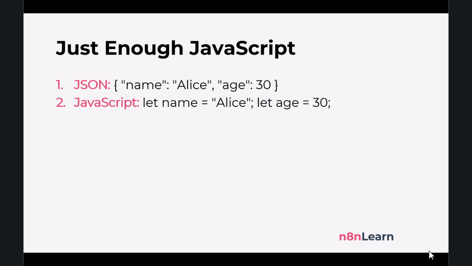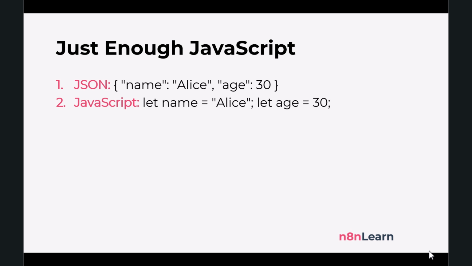So if we take a look at the example on the screen in front of you, you can see that on the first line, we have JSON. It starts off in curly braces, ends in a curly brace, and then you have the key value pair, name Alice and age 30.